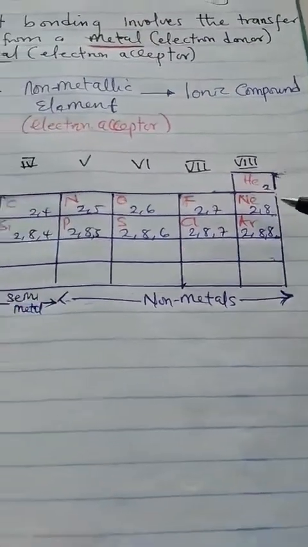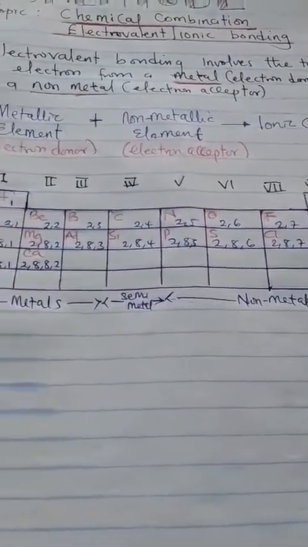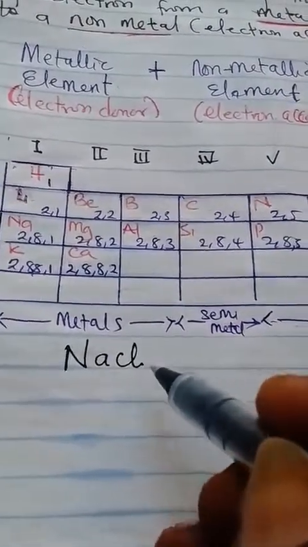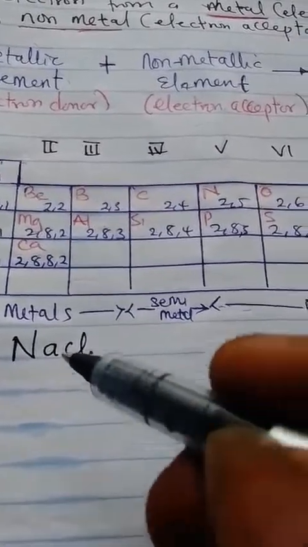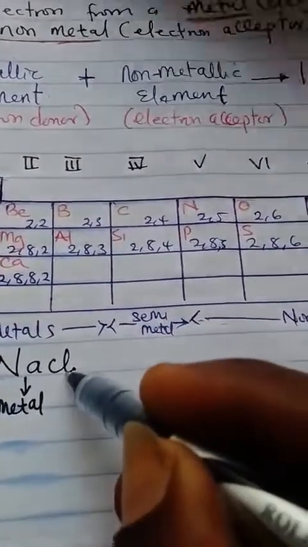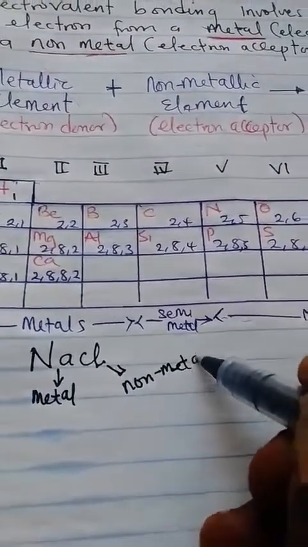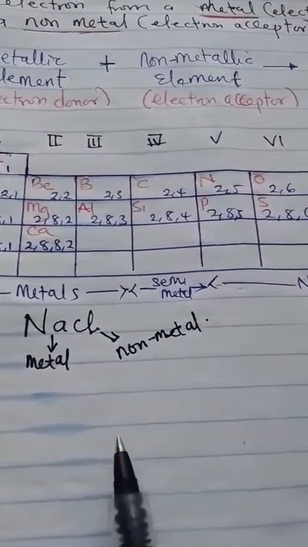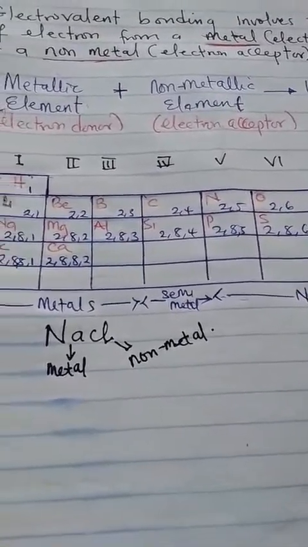So here you have your metal. For example, you have a compound, sodium chloride, and you are asked what type of bond is found in sodium chloride. We have sodium, which is a metal, and chlorine, which is a non-metal. Since it's between a metal and a non-metal, the bonding between them is ionic, and the compound is an ionic or electrovalent compound.